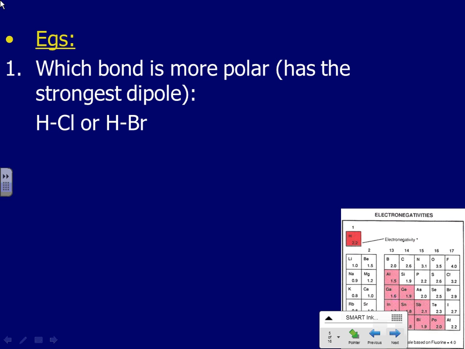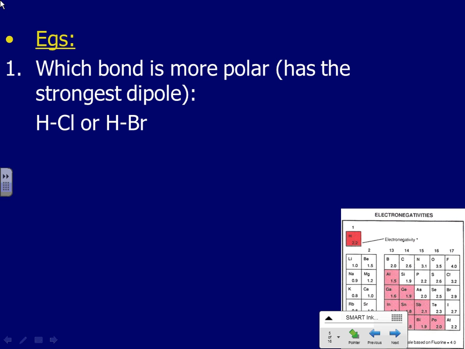So which bond is more polar? Which one has the strongest dipole, HCl or HBr? What do I effectively have to do here in order to tell which one's going to have the biggest dipole? What's the simplest thing I have to do? How am I going to figure out which one has the strongest dipole? What's that, Rachel? Not just the EN, but the delta EN. Subtract the difference between the ENs. The bigger it is, the more polar it is. It's that simple. So it really is that easy.